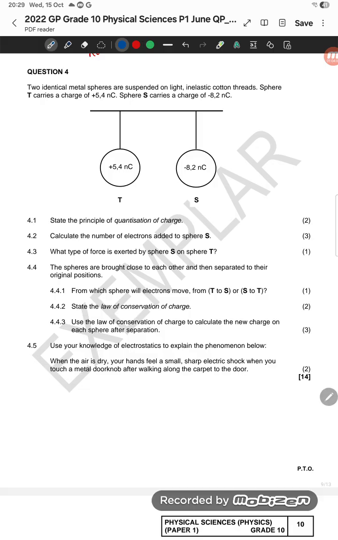Two identical metal spheres are suspended on light inelastic cotton threads. Sphere T carries a charge of plus 5.4 nanocoulombs. So I'm looking at 10 to the negative 9. Remember, we need to know what nano means. Nano, pico, or minus 6, minus 9, minus 12 stuff.